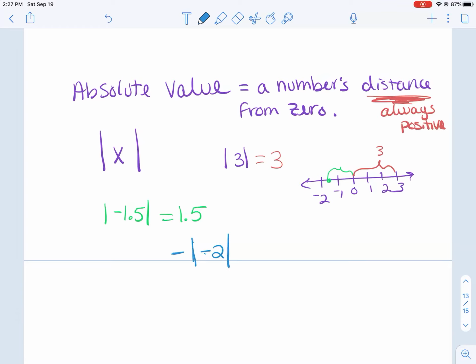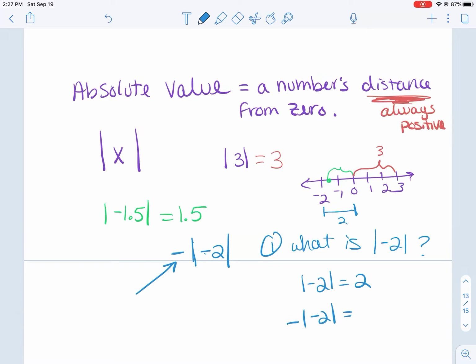Okay, so just like with PEMDAS, we're going to attack our grouping symbols first, and absolute value works like a grouping symbol. So the first thing I'm going to ask myself is, what is the absolute value of negative 2? Well, how many spaces away from 0 is negative 2? It's 2 spaces. So the absolute value of negative 2 is 2. This negative sign out in front of that is saying to make that answer opposite, okay?